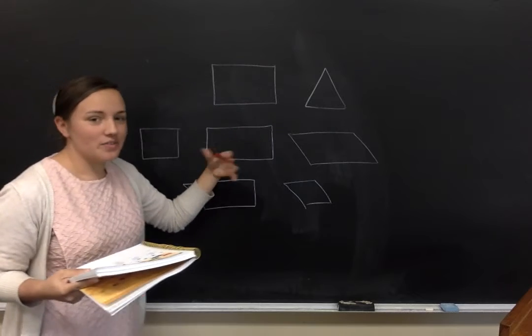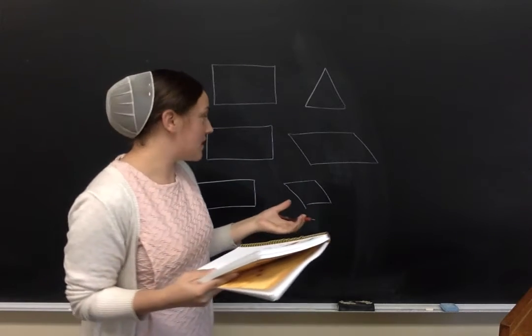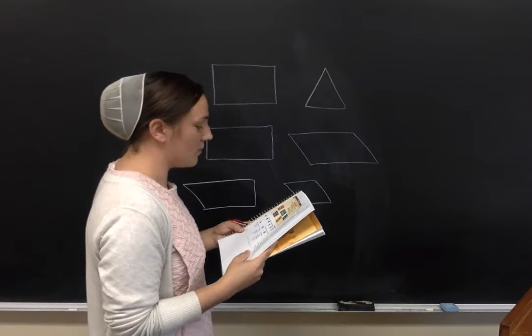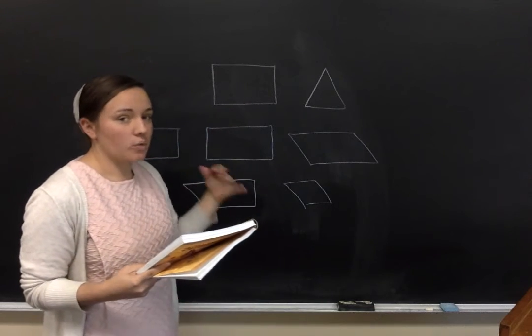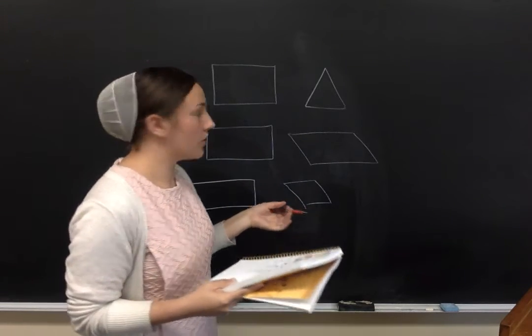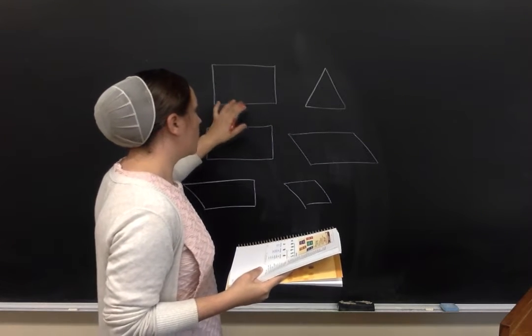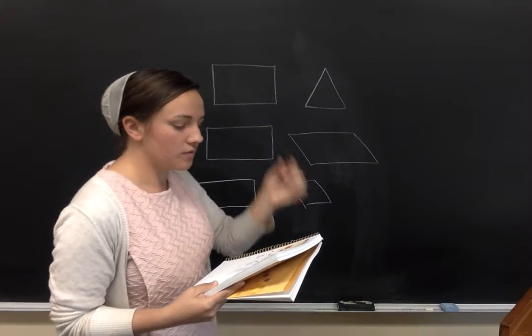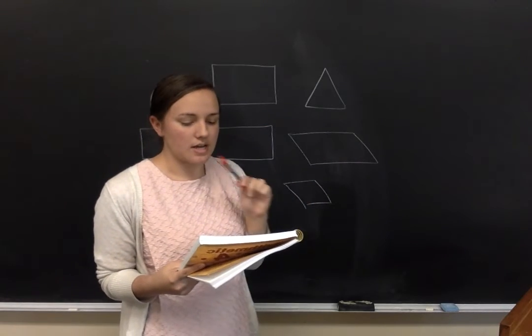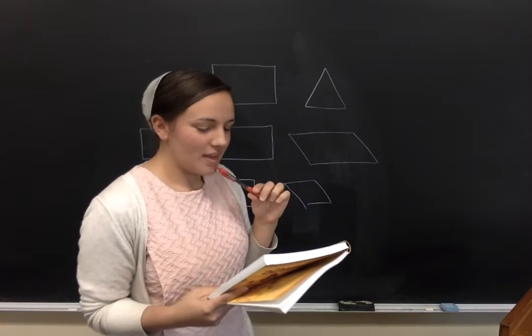Next we have a rectangle. A rectangle is a polygon with 4 sides. Also, another name for this shape is a quadrilateral. Quadrilateral is a polygon with 4 sides. Okay, so quadrilateral. That's the 4th fact at the top of your book.